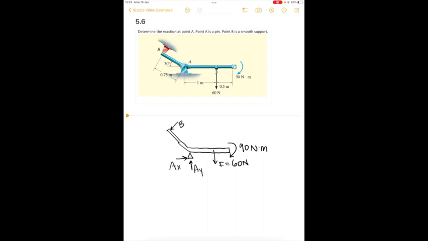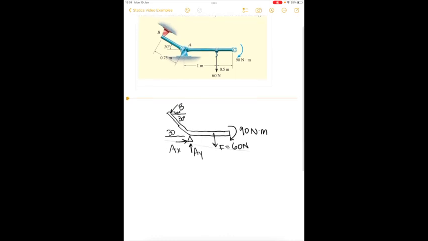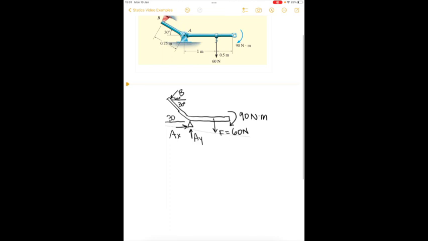What that means is that, again, the force can act only perpendicular to the surface. And we know this is 30 degrees here, which means this is 30 degrees. So if this is perpendicular, 90 minus 30 is 60 degrees. So now we see the orientation of the force B. And so we go through, again, solving our equations.